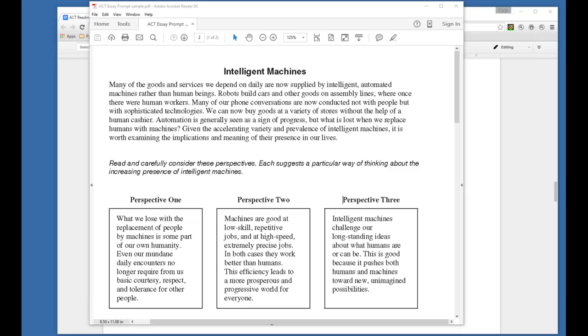So these are the kinds of things that we're going to want to extract from the perspectives in the prompt and make sure that we include when we talk about perspective one.